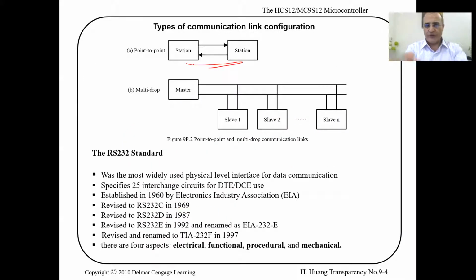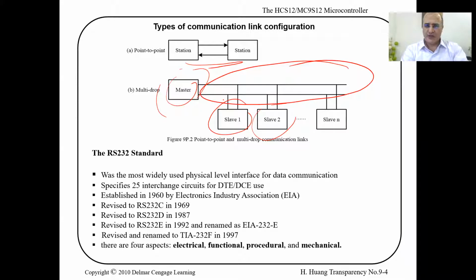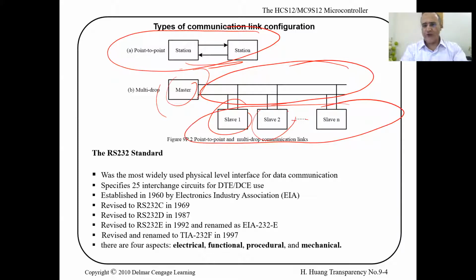Communication can be point-to-point or can be multi-drop. In multi-drop, usually there is a master that controls the communication over these communication links. Most likely, serial communication, either synchronous or asynchronous, is usually point-to-point. When we want to have a network or a group of equipment that want to communicate, and they exceed a certain number, then you're building a network.